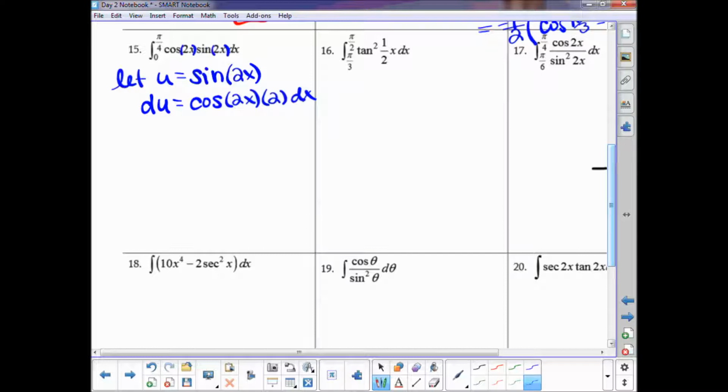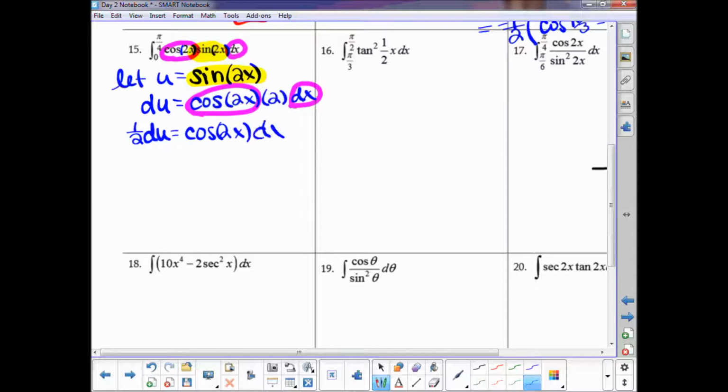Okay. So now watch. I think this is so cool. So I'm going to let u be my sine 2x, right? That's taken care of. Now, if I look at what's left behind, I had dx and cosine 2x. Oh, look. Dx and cosine 2x. Isn't that convenient? So I already have cosine 2x dx represented. So let's go ahead and just divide by that 2. So I have 1/2 du is cosine 2x dx. Do we agree with that statement there?